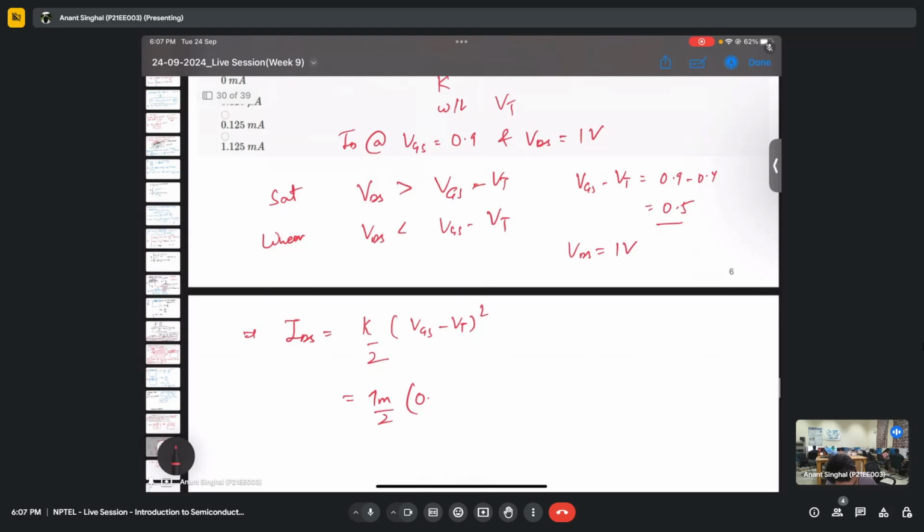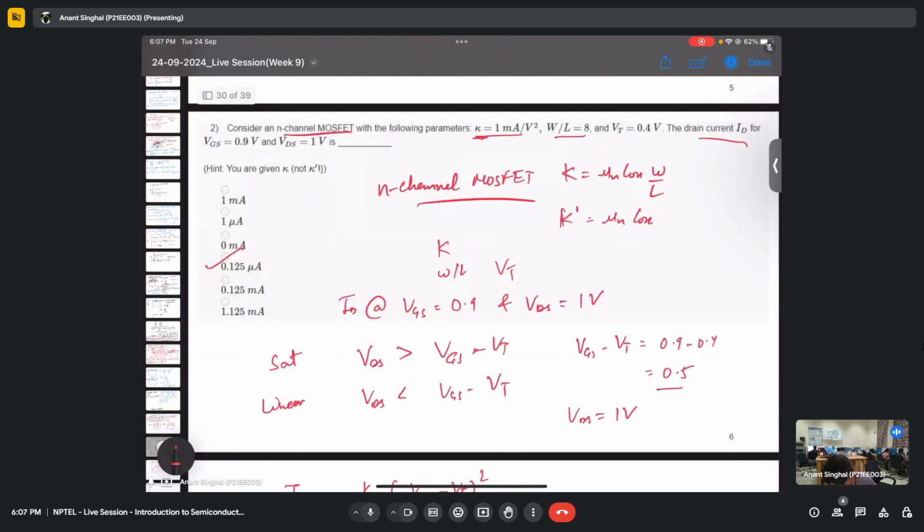So is there any option? Yeah. So 0.125, sorry, not microamperes, milliamperes. So option A, B, E is the correct answer. Is it clear? This was very straightforward, I guess.